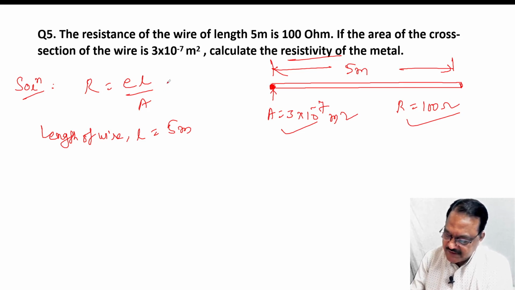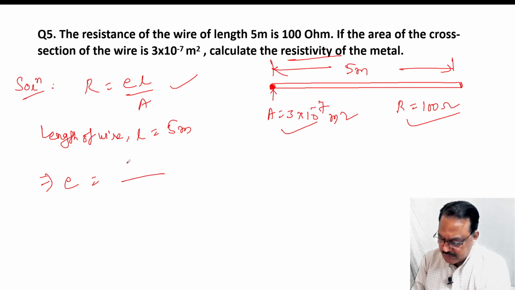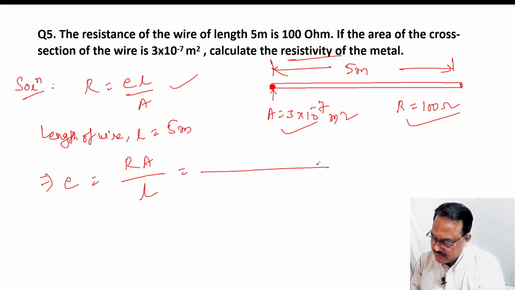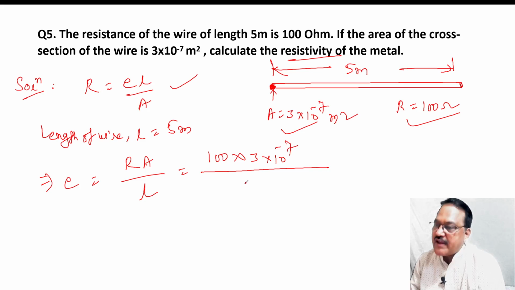If R is equal to rho L by A, so we can write rho equal to, just cross multiply, R into A by L. Now put the values given here. The value of R is 100 ohm and cross sectional area is 3 into 10 to the power minus 7. And L is 5 meter. 5 meter is given here, no?